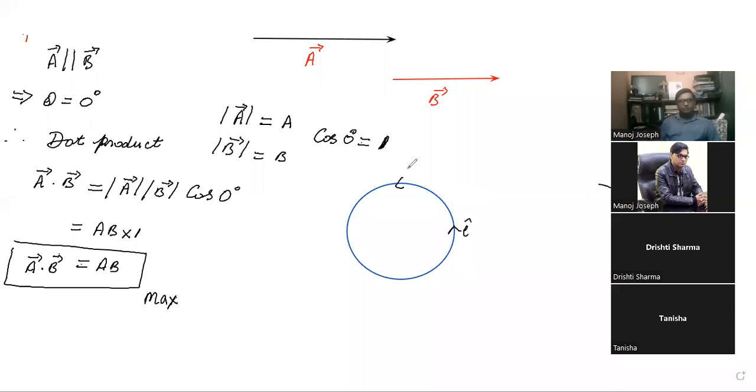Yes, beta. Sir, can you please explain this A parallel to B again? Which one? This? Yes, sir. No, sir, this is the representation of magnitude. Either you can write the magnitude applying modulus and the symbol of vector, or simply you can write A. So I just replaced this magnitude of A with the simple representation of the magnitude. Clear? Okay.